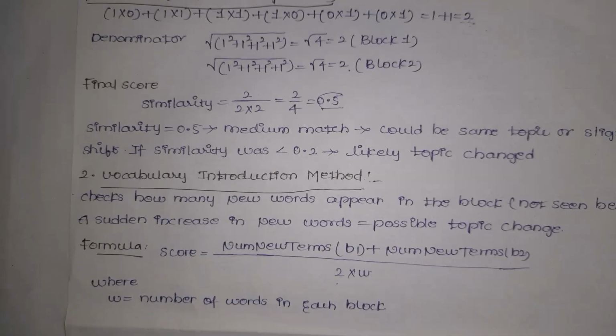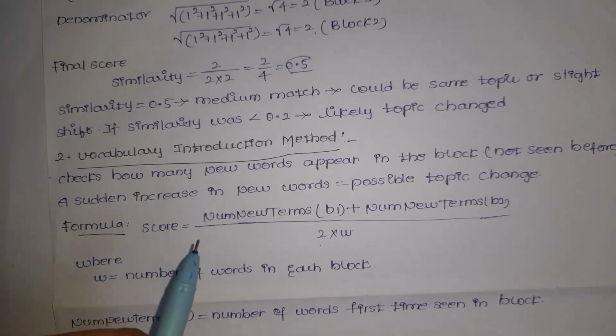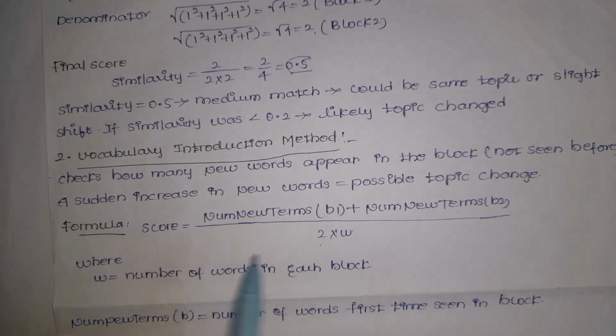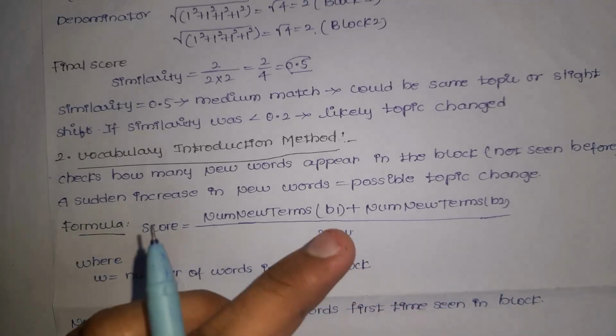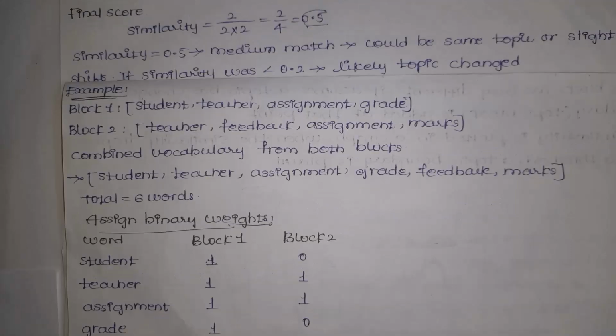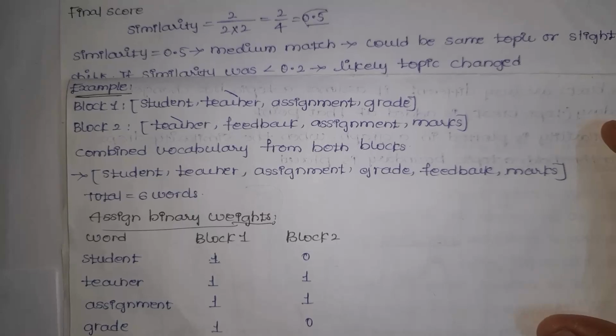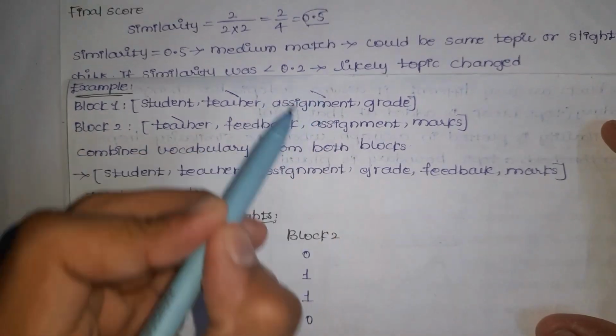Next I will explain the vocabulary introduction method. This is the formula. Score is equal to new words in block 1 plus new words in block 2, by 2 into W. W is nothing but the number of words in the 2 blocks. The same example: here there is teacher and here also there is teacher. And similarly, there is assignment and here also there is assignment.